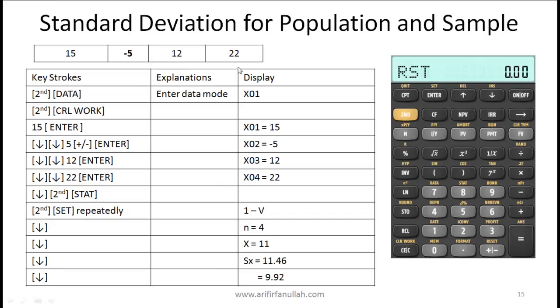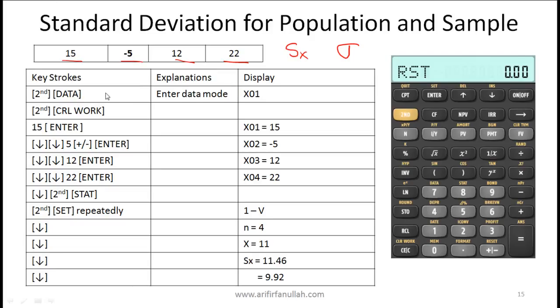Now let's move to standard deviation for a population and a sample. Let's say that you are given 4 data points, 15, minus 5, 2 and 22, and you want to find the sample standard deviation and the population standard deviation for this data. How do you do that? You can do this the long-winded way using the formulas for standard deviation, but here we will look at a fast way of doing this using the calculator.